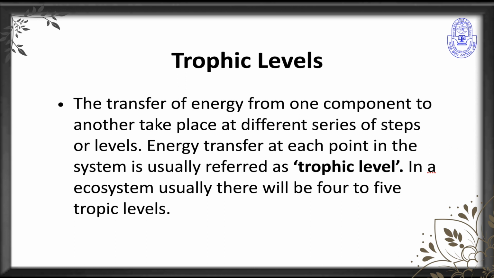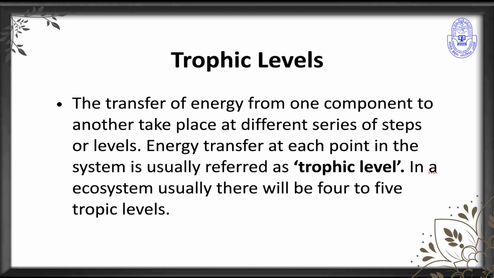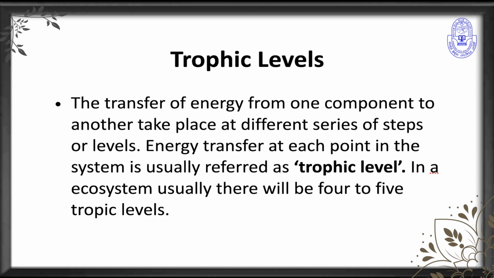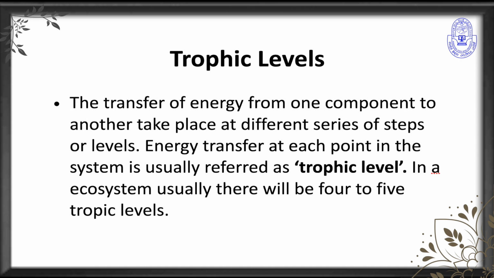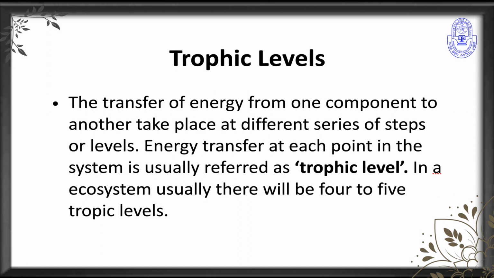The trophic levels. The transfer of energy from one component to another takes place at different series of steps or levels. Energy transfer at each point in the system is usually referred to as trophic level. In an ecosystem, usually there will be four to five trophic levels.